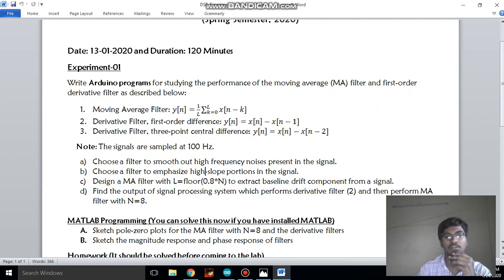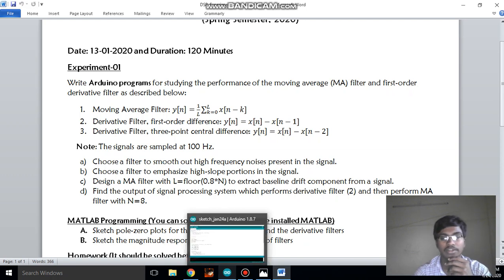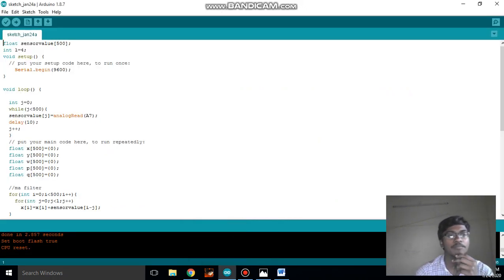Last week we discussed some filters and how they operate, and these are the filters which we discussed. Today we will be doing the same thing, but the change is that last week we took the input in the form of an array, and now we are taking input instantly using a sensor. So we are using a sensor to take the readings, and this is the code which we are using today.